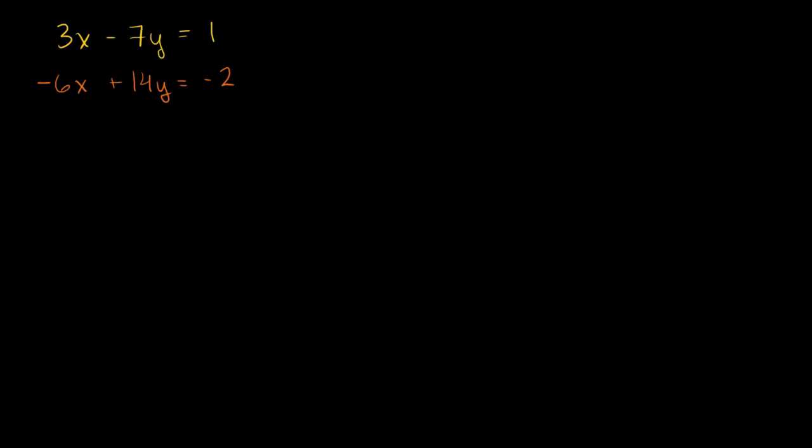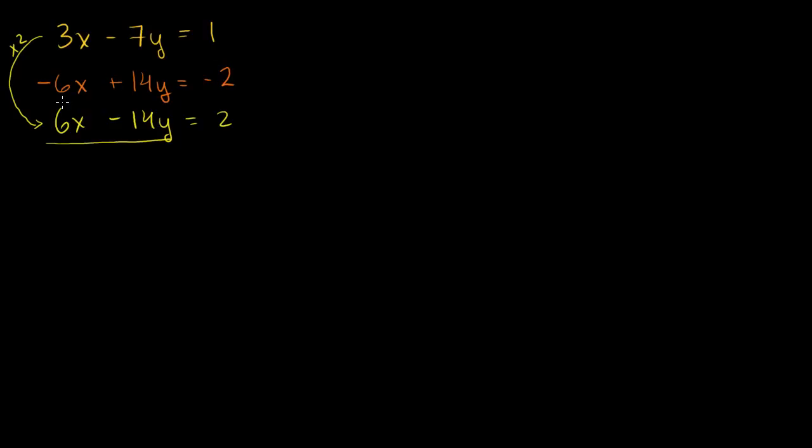And just for a change of pace, let's do some substitution. Although this is very tempting to do elimination here. Actually, let's just do elimination, because this is just so glaringly prepared for elimination. So let's multiply this top equation by 2. And what do we get? We get 6x minus 14y is equal to 2. Right? I just multiplied every term on both sides by 2.